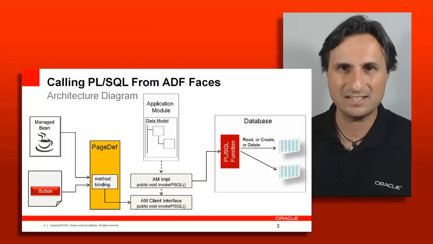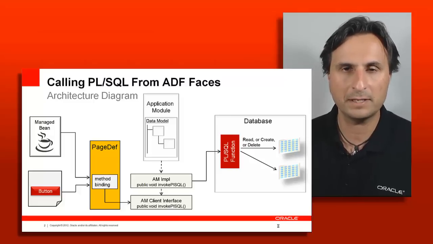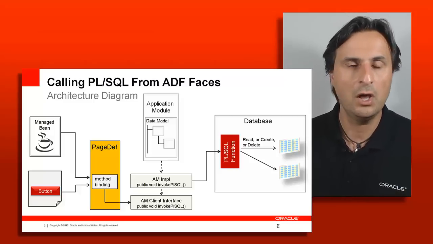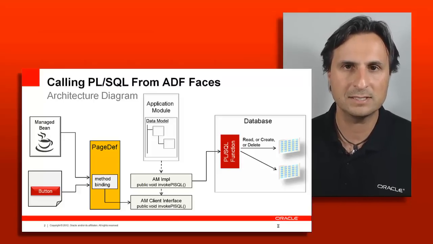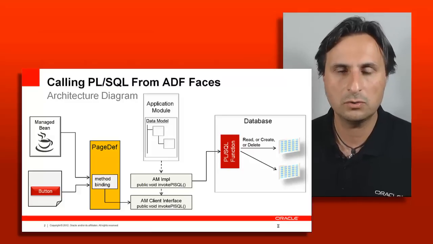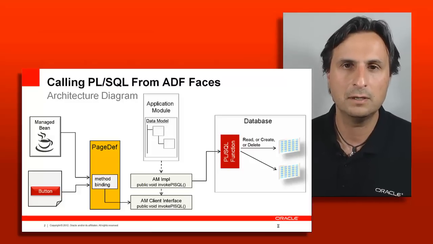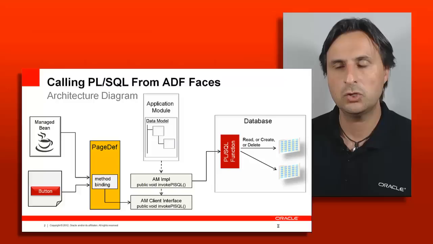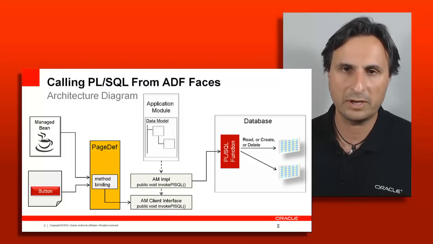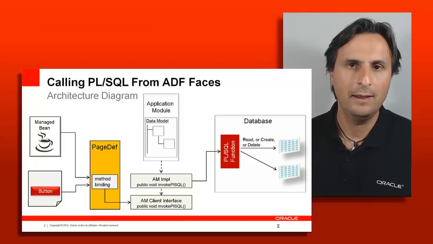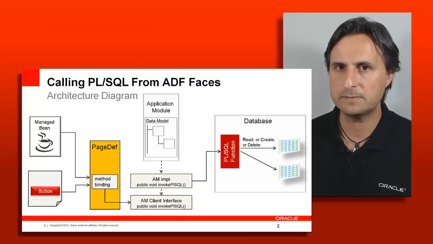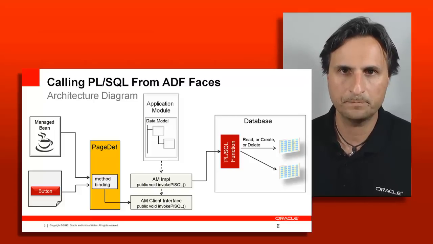You just go to the data control palette, you expand either the application module node or the view object node, and then you drag and drop the client method onto your view. Then in the dialog that pops up, you choose button or command link, whatever you want to use. This will create the entry in the page definition file, and whenever the user presses the button, it will invoke the stored procedure.